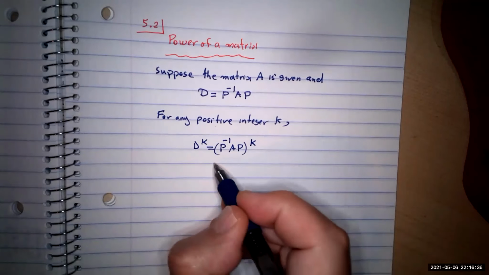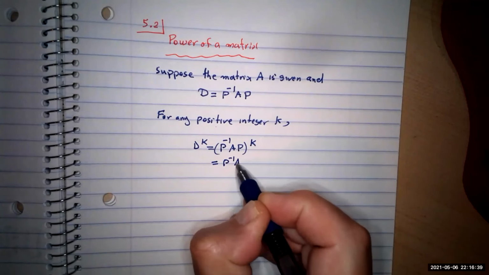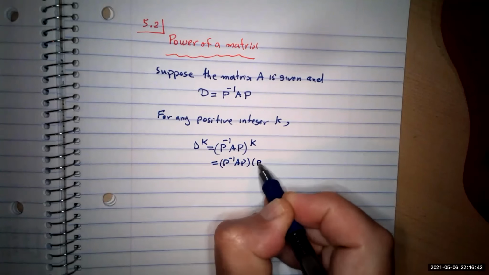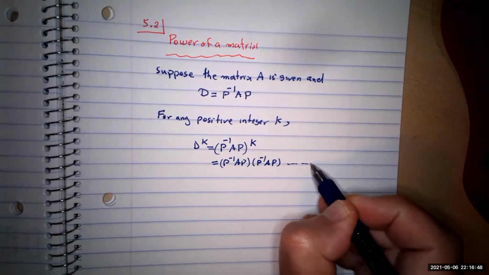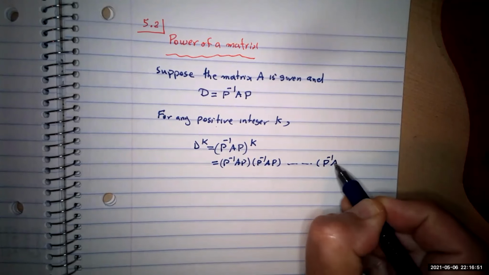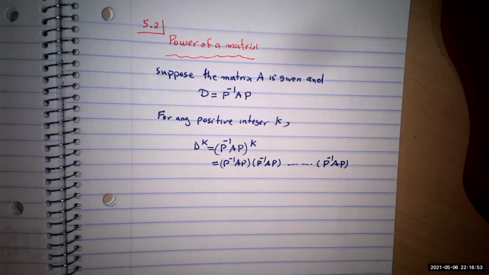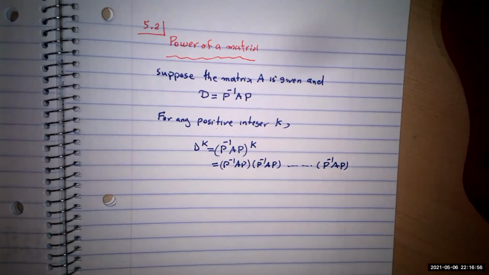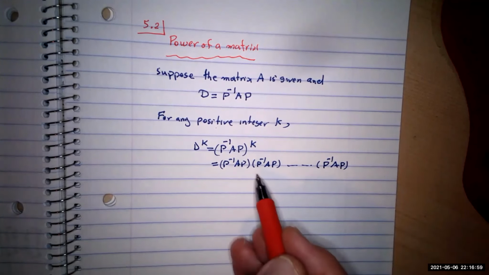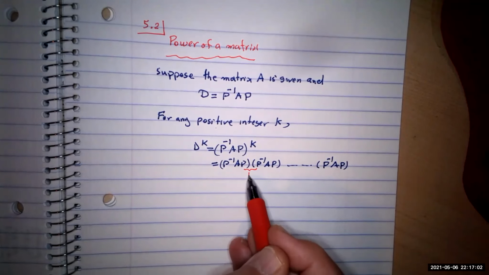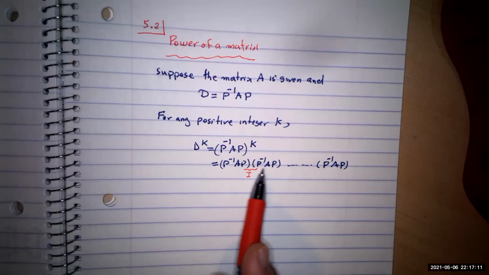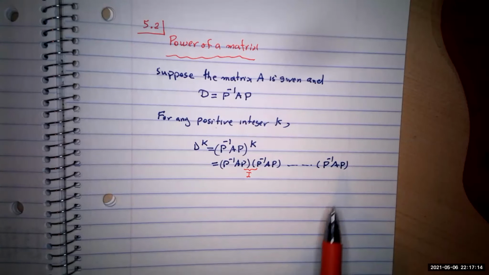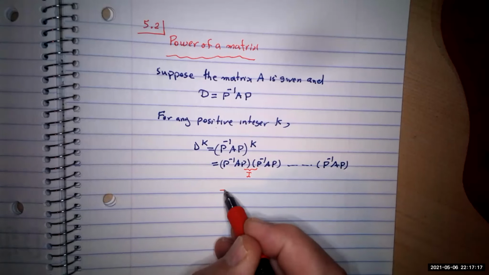If you want to get it, you have to distribute it. It's going to be P inverse AP, then you multiply by P inverse AP again, and then you just continue. Now if you reorder it, you will see that this P and P inverse would be identity, and you just keep going. So this would disappear, that gives you A here, and you do the same to the second one. So you just continue.